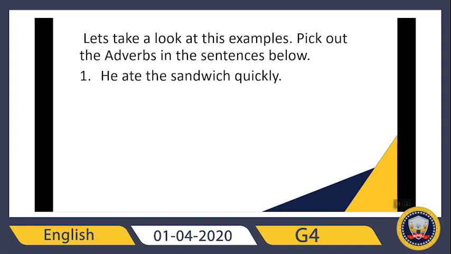We know the verb is ate, because eating is an action word. He ate the sandwich quickly. So we need to know how the sandwich was eaten. How did he eat the sandwich? He ate it quickly. So quickly gives information about how the sandwich was eaten.